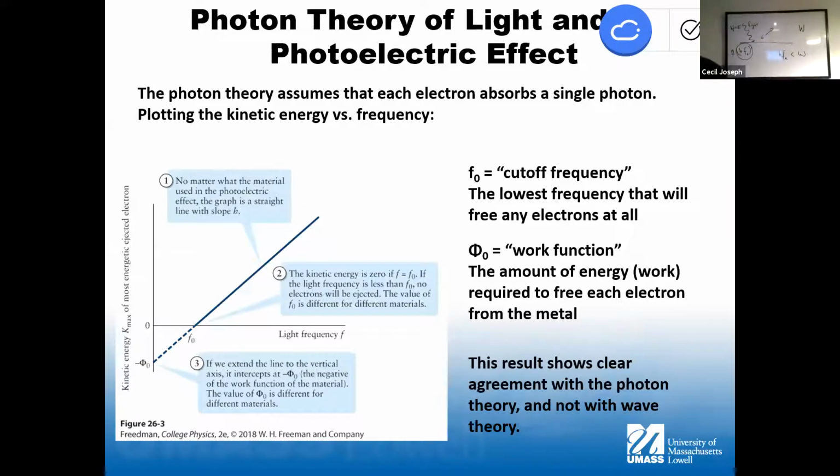Once you have a certain frequency, a certain color, the energy at that color is coming in discrete packets. Each of those packets is what we call a photon, and it has an energy of h times f, where f is its frequency.